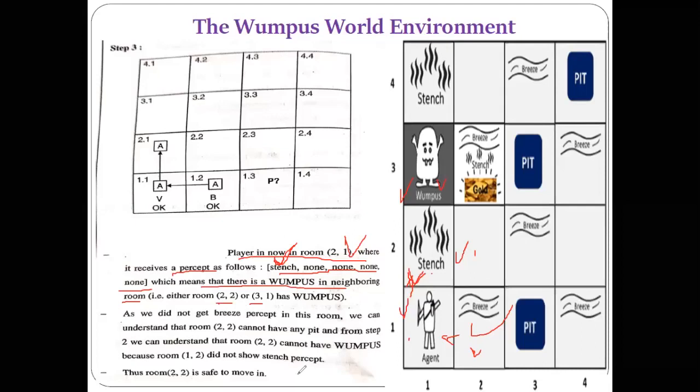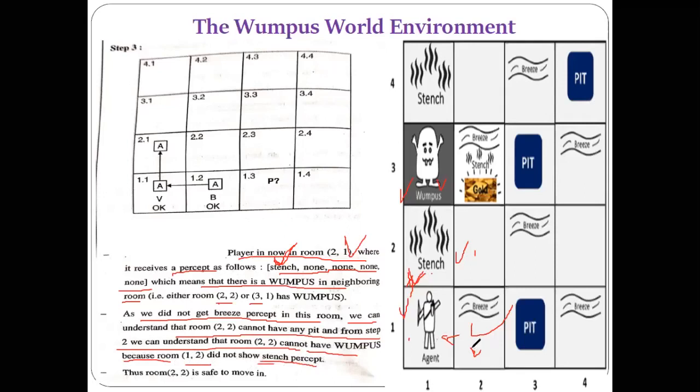Yes, sir. Okay. So from that, what he understands from the previous step, as here we don't get any breeze perception in this room, only we get the stench. So we can understand that room 2-2 cannot have any pit. From the previous step, we can understand that. And room 2-2 cannot have any wumpus also, because room 2-2 did not show any kind of stench perception.